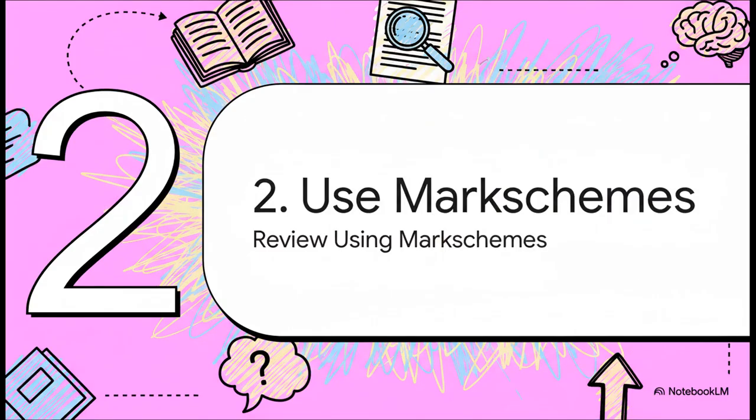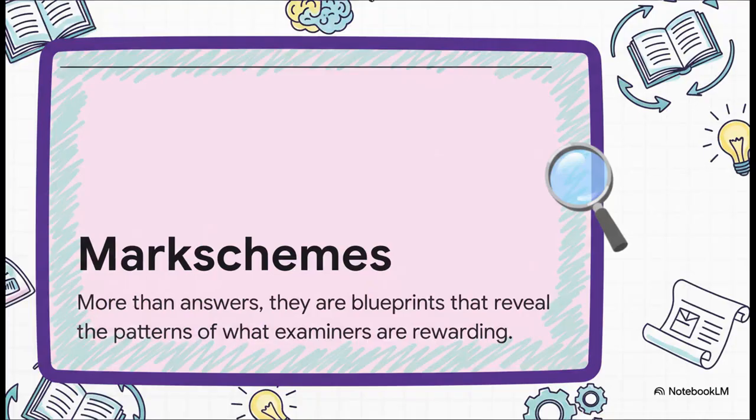All right, so once you've done the practice, the next step is where the real magic happens. We're going to learn how to think like an examiner, and we're going to do that by using the mark scheme not as an answer key, but as kind of a secret playbook. Yeah, think of it exactly like that. A mark scheme is so much more than just right or wrong answers. It's a blueprint. It literally shows you the hidden patterns, the specific keywords, the exact structures, and the types of answers that always get the marks.